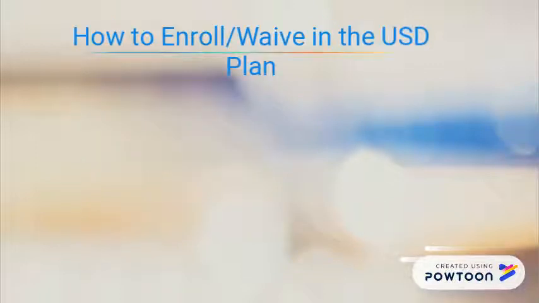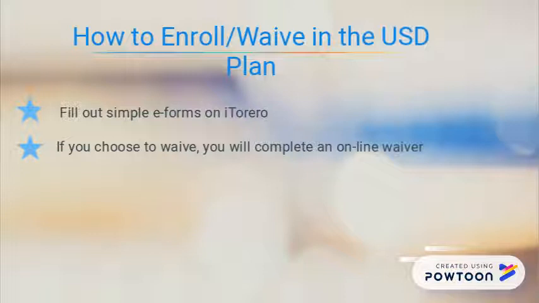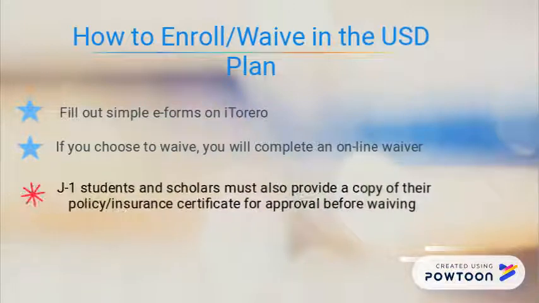Prior to arrival at USD, all students and scholars must fill out e-forms on USD's iTorero system. One of these forms will ask you about your insurance intent. If you choose to waive, you'll be directed to an online waiver. Note that J1 students and scholars must also submit a copy of their policy.